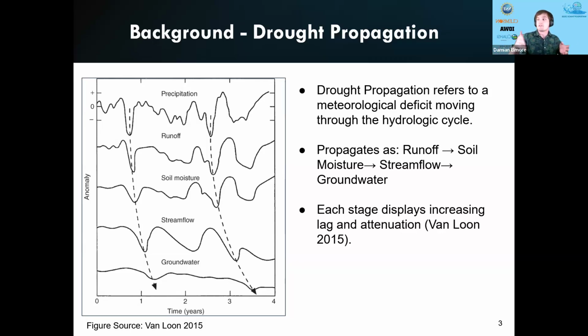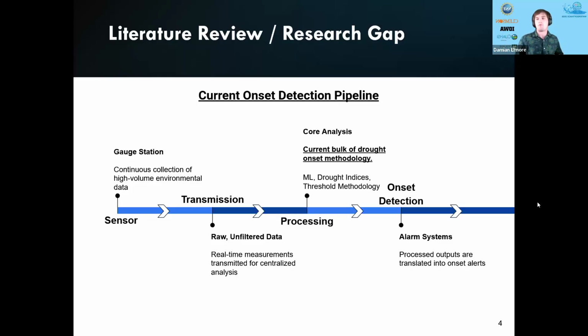Because different areas have different environmental attributes, this can modify the magnitude of this lag and attenuation. Which brings us to the general pipeline of what most literature shows for drought onset detection. It starts within your gauge station, the continuous collection of high volume environmental data, whether meteorological or stream flow, that is then transmitted to a central location for analysis. And this is where most of that methodology splits off, where your machine learning algorithms or drought indices and threshold methodologies do the central analysis. After that's done, that's then sent out into drought onset alerts or other products.